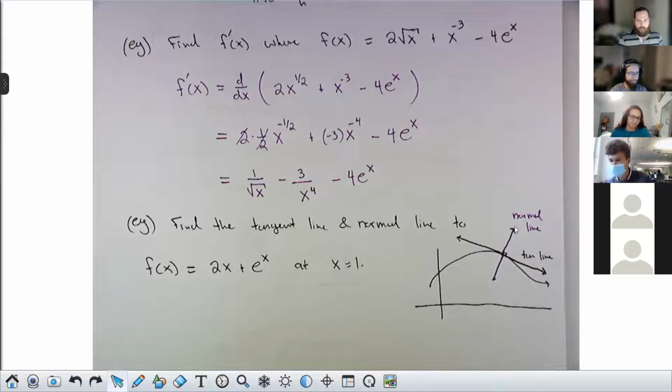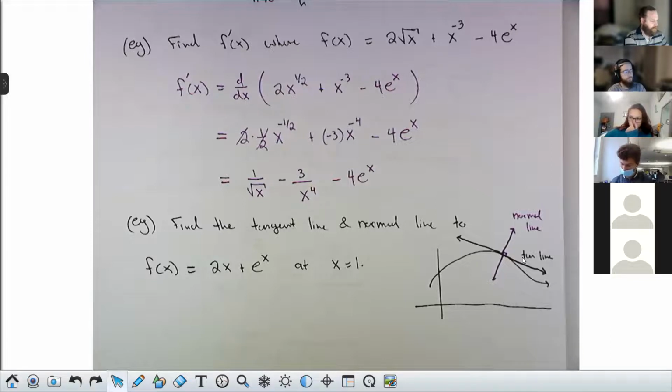In any case, the normal line is like the tangent line, except it's perpendicular, right? Same thing. So it's going to be a point slope thing. You find the point, and then you take the slope of the tangent line and you take its negative reciprocal. That's how you find the slope of a line that is perpendicular to a given line.